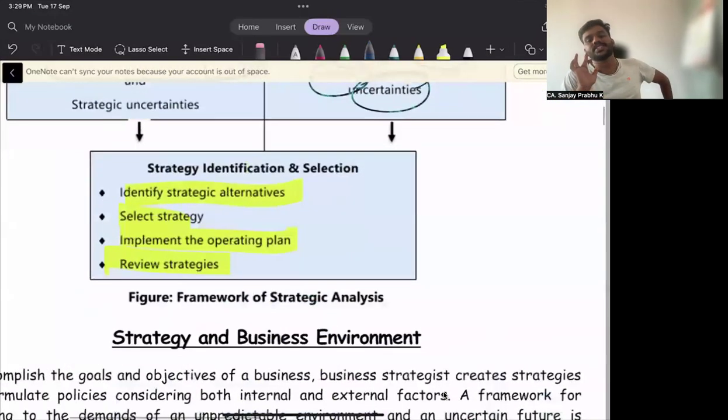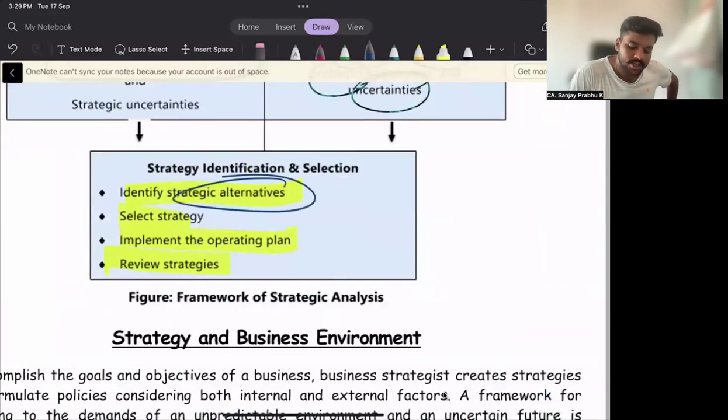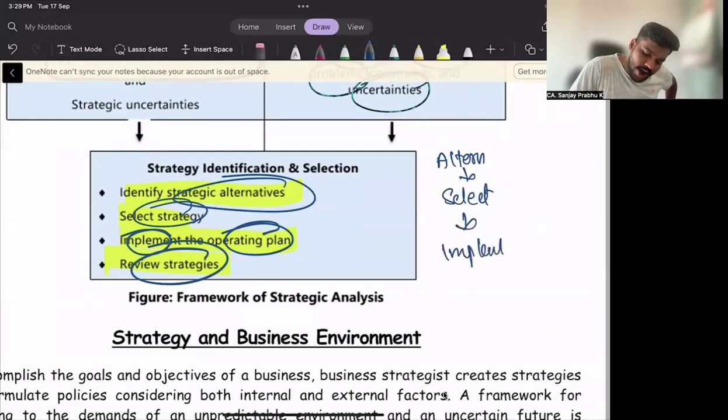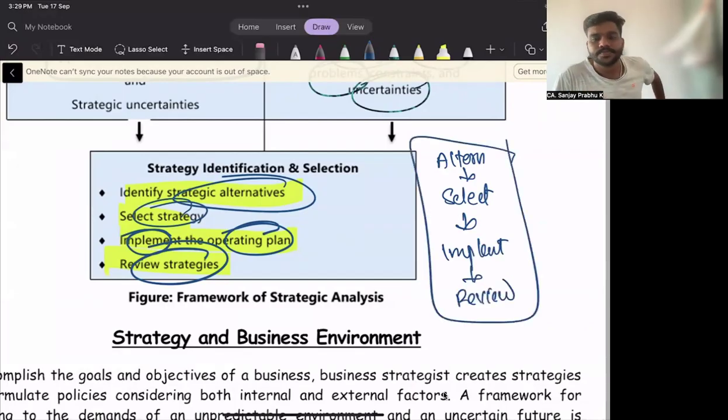Finally, how will you choose a strategy? First, you identify different alternatives. You will select a strategy. You will implement the plan. Then you will review the strategy. Simply, first, you will be having different alternatives. From the alternatives, you will select one. Once you select, you will implement it. Once you implement, you will evaluate it. Evaluate the review. Done?